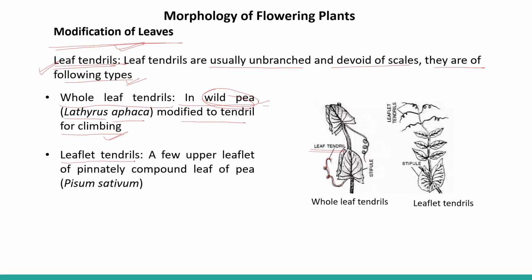Next is leaflet tendrils. Now the whole leaf doesn't change to a tendril, but some leaflets change to tendrils. A few upper leaflets of a pinnately compound leaf of pea, Pisum sativum, very important. Now here you can see this is a leaflet, this is a leaflet, this is again a leaflet, but here the upper leaflets change to tendril-like structures for climbing and for support. Okay, so leaflet tendrils.